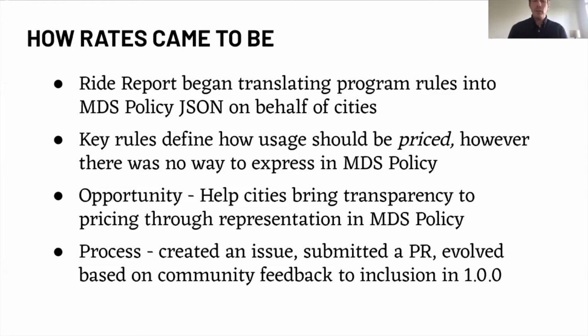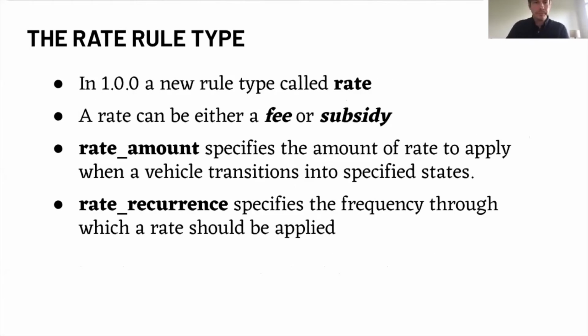If I recall correctly, I think the original rule PR we proposed was really focused on fees alone. And so through community feedback, we evolved that to also work for subsidies, and we changed the name to rates. So that community process was key to getting it into a spot where the broadest set of use cases for cities was served.